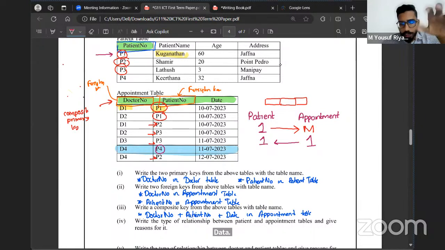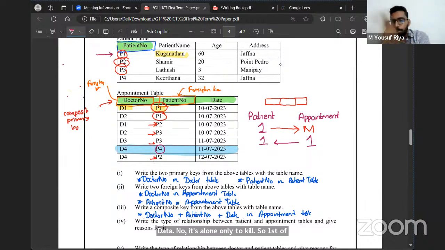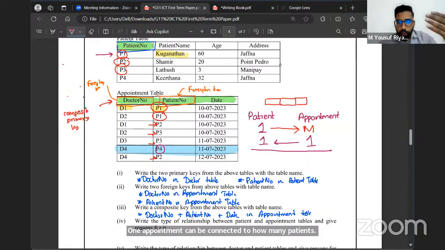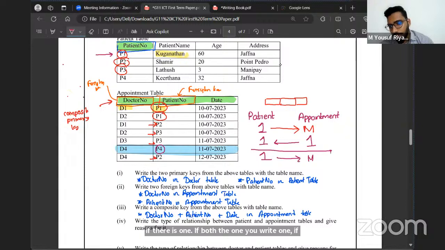So first of all, you figure this out. One patient can be connected to how many appointments? One appointment can be connected to how many patients? Once you're done with that, you can write a conclusion. So one and one, write one; one and m, you write m. Only if both are one, you write one. If there's any other character, write m. And then you can tell, okay, there is a one-to-many relationship between them.